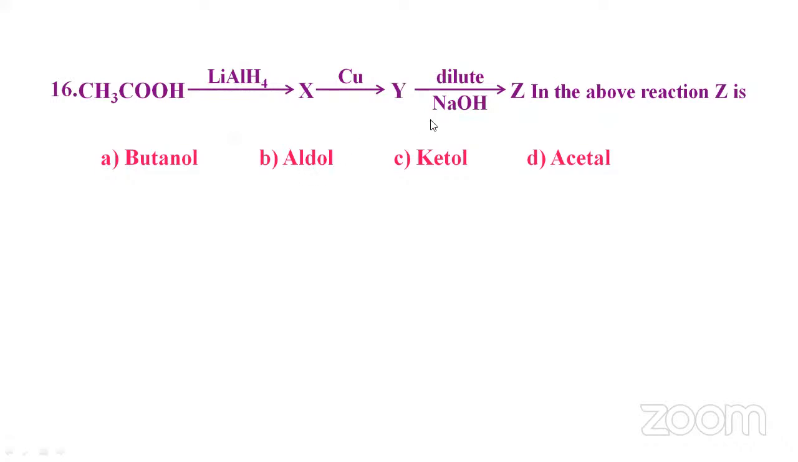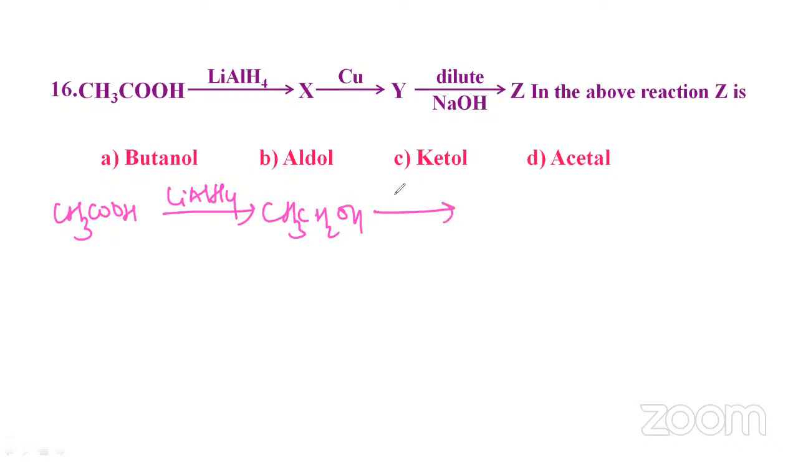So this is a reaction. We have to find out what is Z. What is the starting reactant? It is acetic acid. It is treated with lithium aluminum hydride. What does it form? It forms CH3CH2OH.